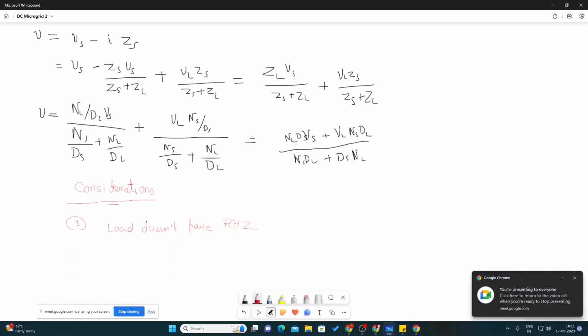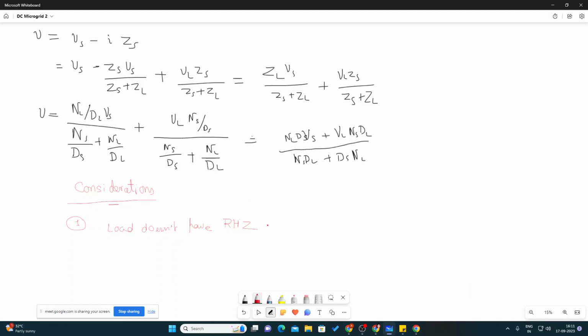Okay, so the load doesn't have a right half pole. This is the first criterion, when supplied by an ideal source.